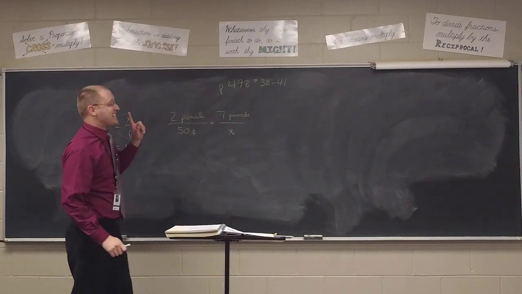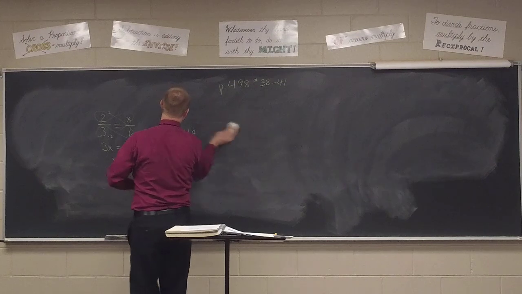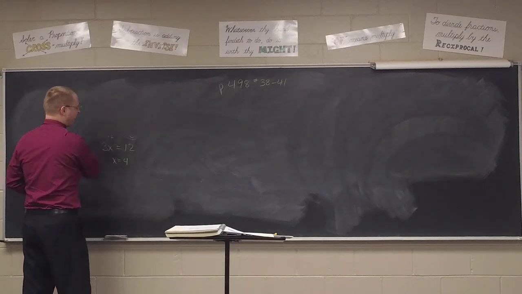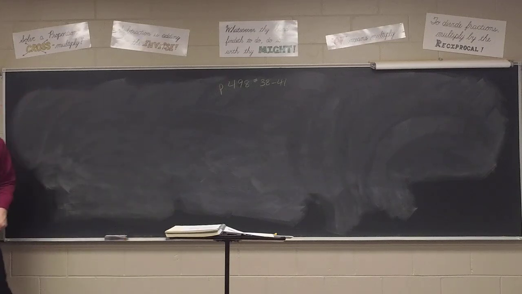Anyway, page 498, do numbers 38 through 41, and we'll have candy for the first one done with all the right answers. This is more in place of our review exercise today. Page 498, 38 to 41, write a proportion and solve.